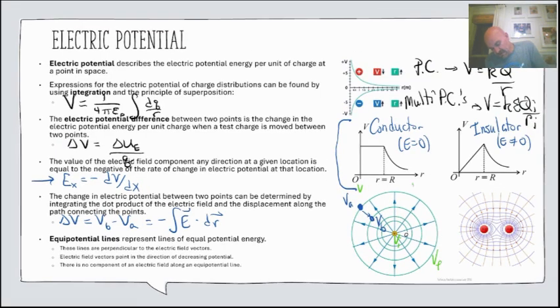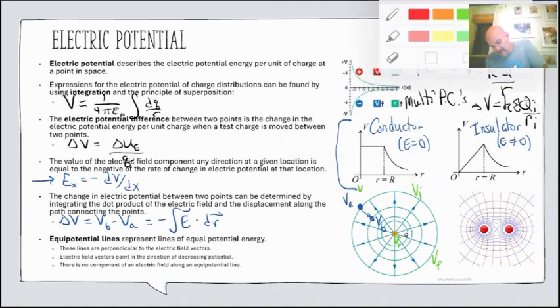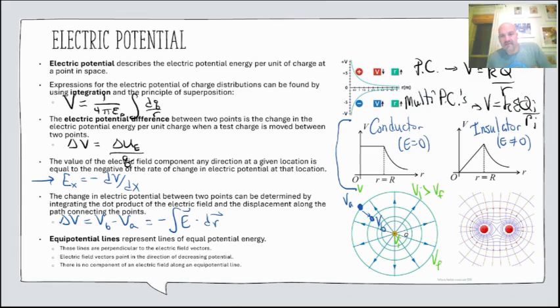Basically, V_i will be greater than V_f, right? Because the electric field always points toward decreasing potential. And then what happens is there's no component of the electric field along the equipotential line, right? So there's no E going in this direction or that direction, okay? They only point radially outward, intersecting the equipotential lines perpendicularly.